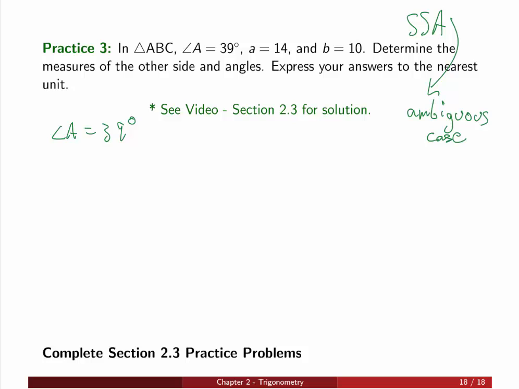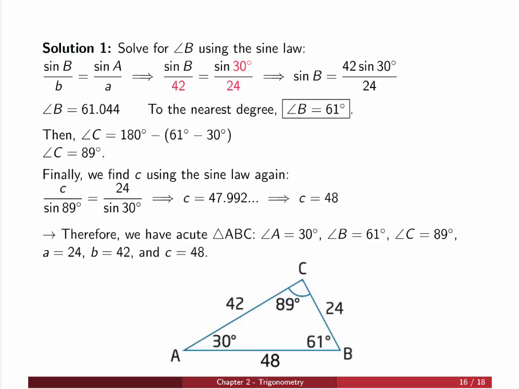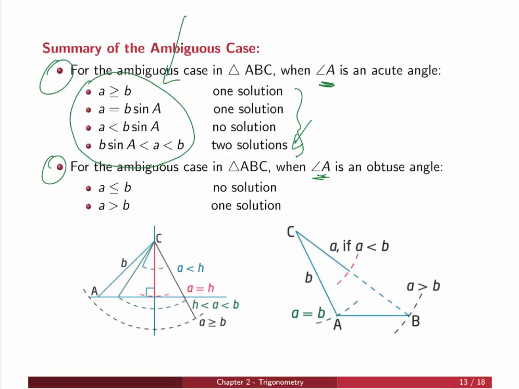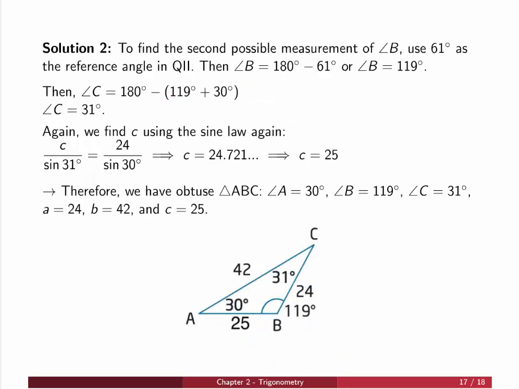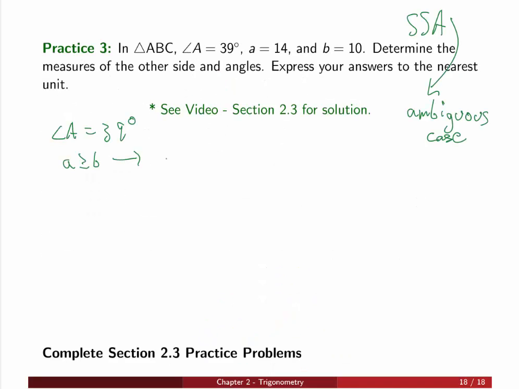The first thing I'm going to check is if a is greater than or equal to b. That's the first thing you're going to check. If it is, which it is in this case, that means there's just going to be one solution. Because we have 14 is greater than or equal to 10. That means we have one solution. Let's draw out this question.